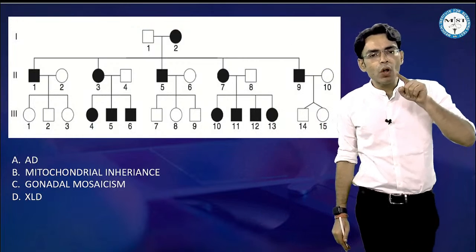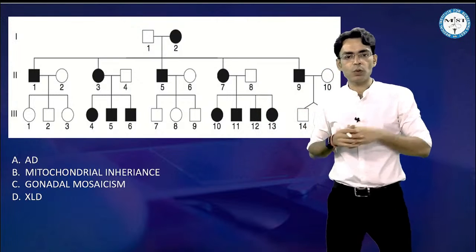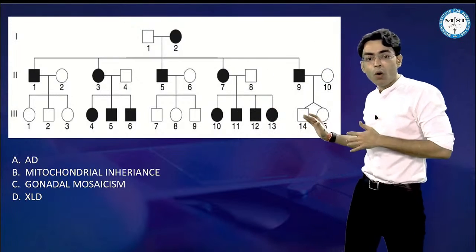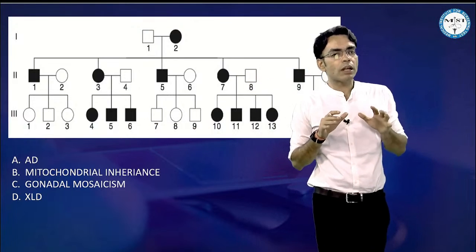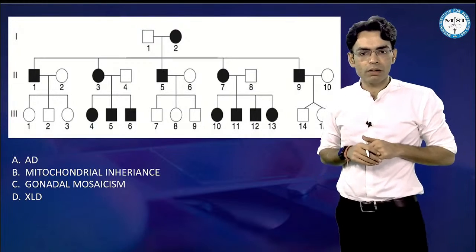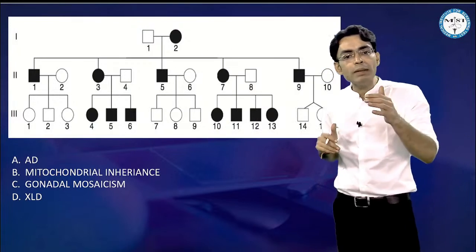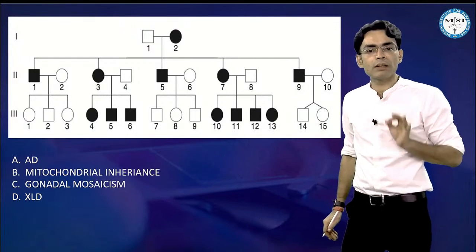Because Mendelian law has a law of probability that this much will be affected: 20%, 25%, 50%, 75%, like that. But here all are getting affected. So whenever you see this kind of situation, always think about a non-Mendelian disorder. And in non-Mendelian disorders, on a pedigree analysis, you will only be able to solve these two: mitochondrial inheritance and gonadal mosaicism.